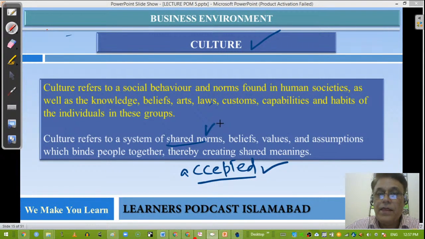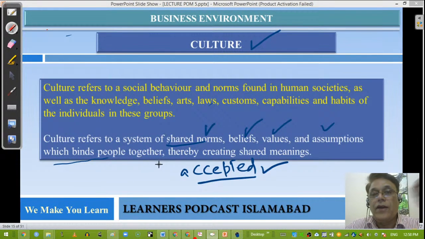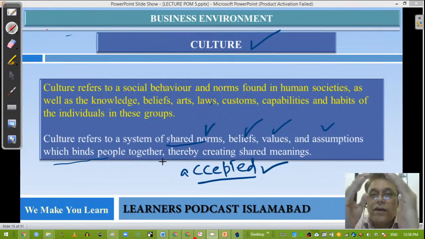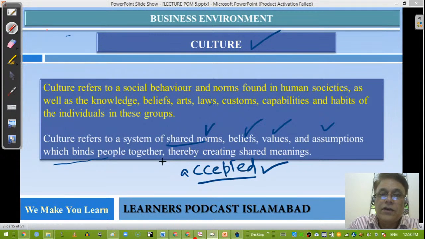Shared norms, shared beliefs, shared values, shared thinking, shared assumptions, what we assume about life and the things around us. These are basically the things that bind people, because this makes the commonalities. If I get up early in the morning and go on a walk, and somebody else also gets up early and goes on a walk, it means we both are following a certain style of living. We are sharing, and that sharing binds us because there is some commonality between me and that person, a common habit, a common way of living. So this is very important, thereby creating shared meanings. That gives the meaning.